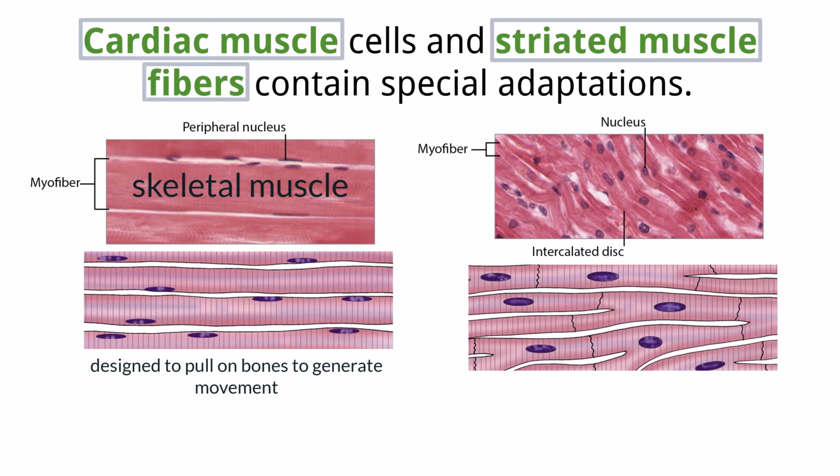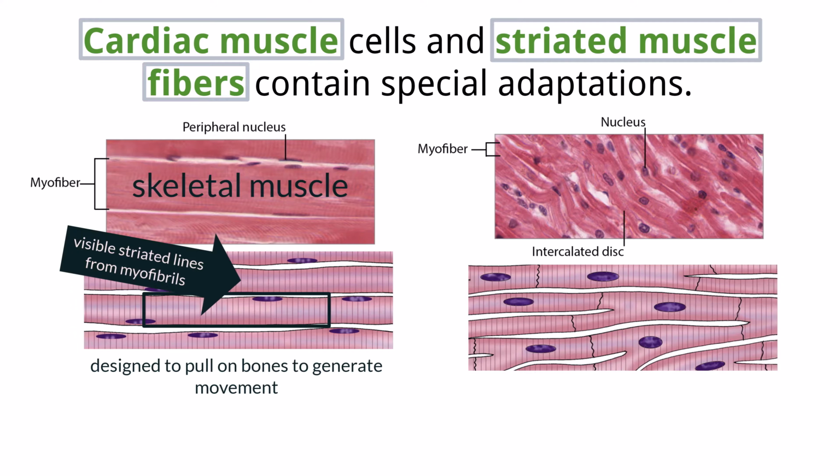They are made up of very long cells that run parallel to each other and contain proteins called myofibrils that slide past each other, which shortens the cell, allowing it to contract. These myofibrils are arranged in a way that creates a striated dark and light pattern when viewing the muscle tissue.